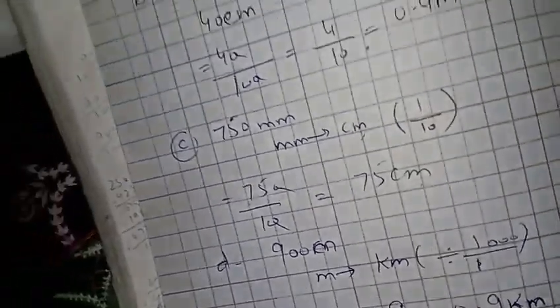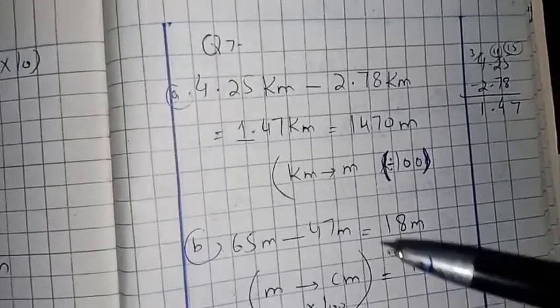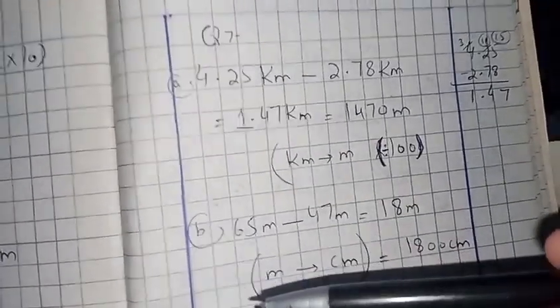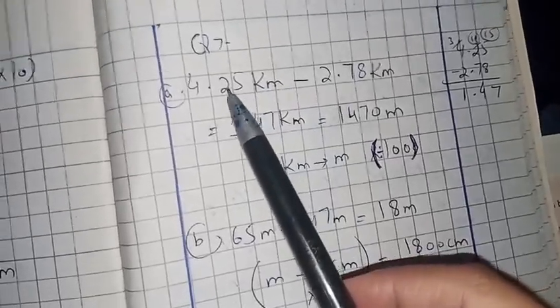Okay, now we have solved all four parts of question number 6. Now I'm going to give you a review of question number 7, parts A and B. The rest of the parts are the same. Okay, now listen to me very carefully. This is the first part.